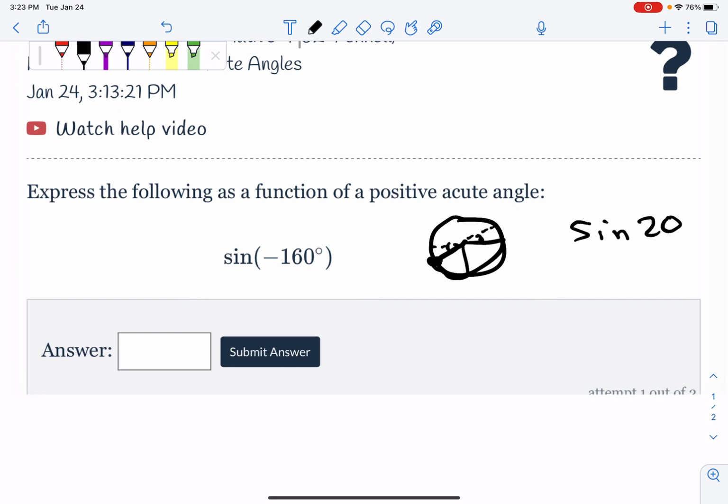So sine of 20 degrees would be equivalent, but now we have to again take into account whether or not this is going to be positive or negative. So sine in quadrant 3, which is negative 160, is negative. However, sine of 20 would be positive in quadrant 1. So the answer to this one is going to be negative sine of 20 degrees. Again, this is a positive acute angle, but we need to make it negative to match the fact that we originally are in quadrant 3.